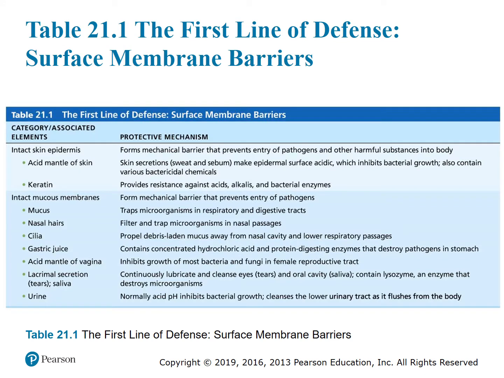Table 21.1 summarizes the first line of defense. That is basically surface membrane barriers. So you can see the category or associated elements and the protective mechanism.